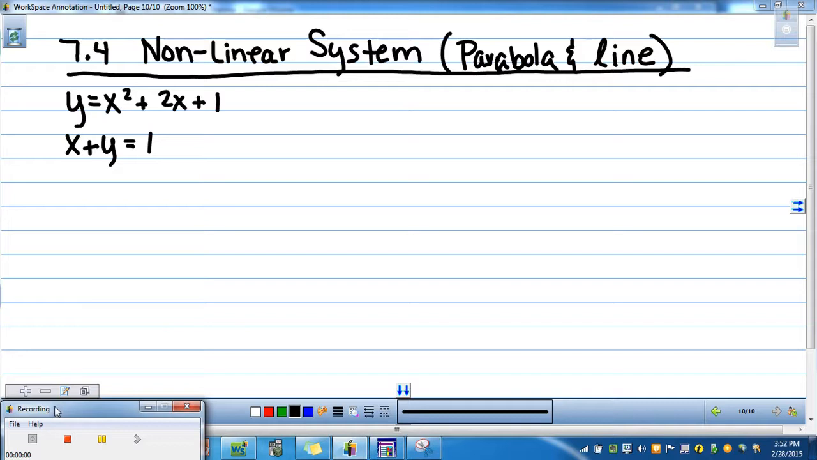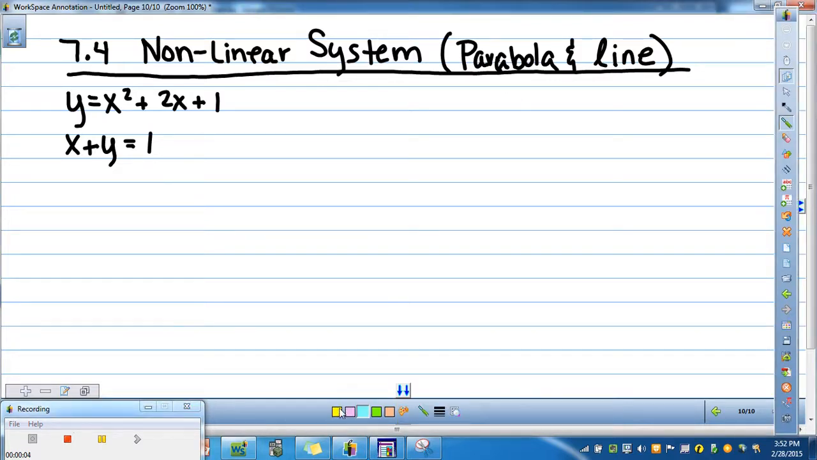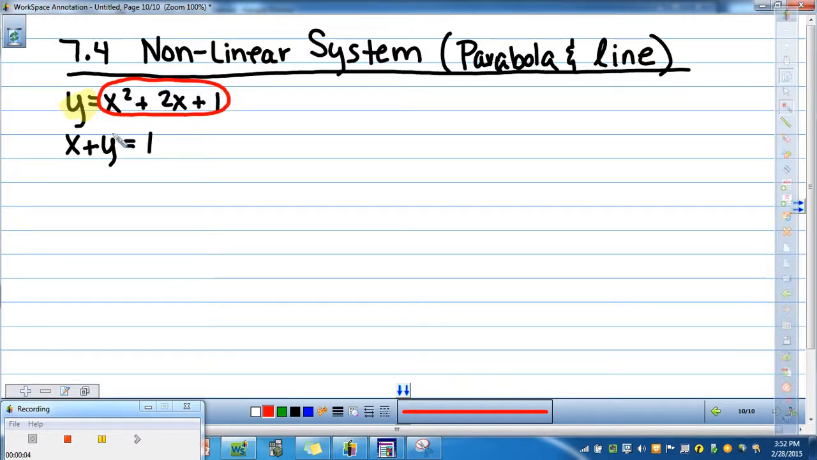We will solve this nonlinear system by substitution. Notice how the top equation is already in the form of y equals. So we can take this entire expression and plug it in for y into the bottom equation, giving us x plus x squared plus 2x plus 1 equals 1. This is the part that we plugged in.